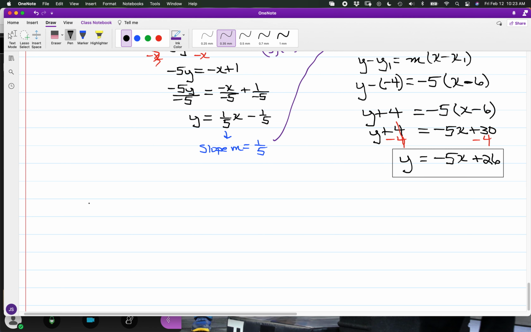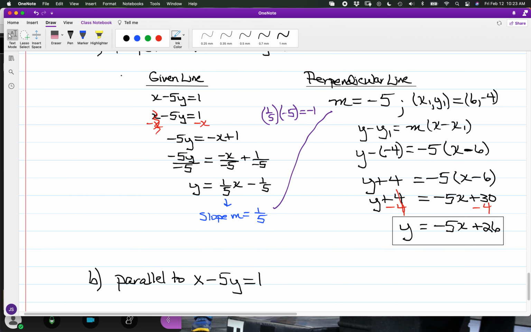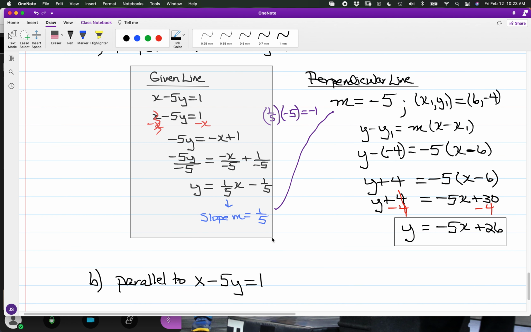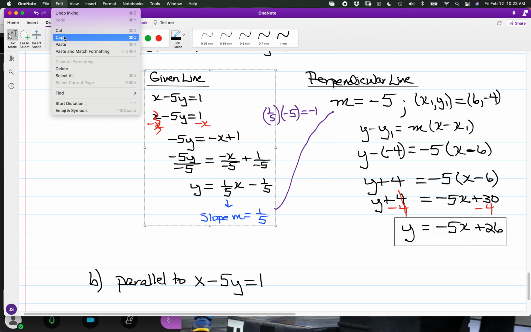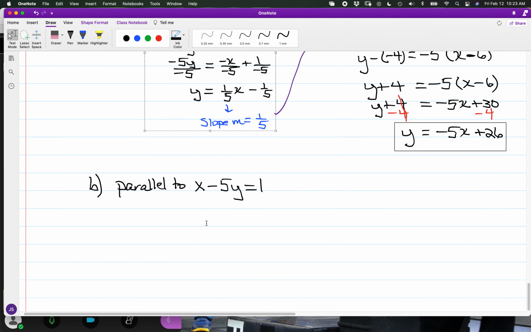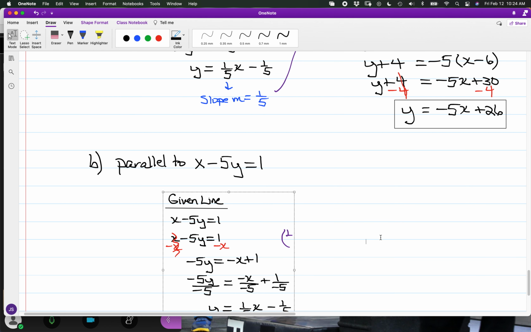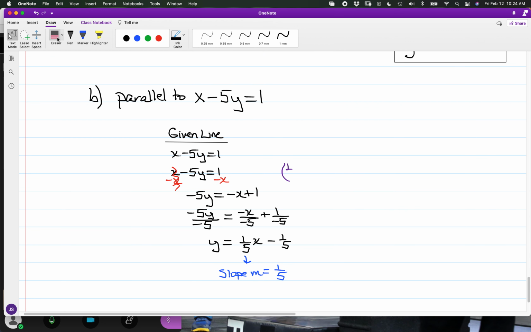Okay, and just throwing in this extra part here, if I have parallel to the line represented by the equation x minus 5y is equal to 1, again just using the information for the given line, we have the slope is going to be 1/5.